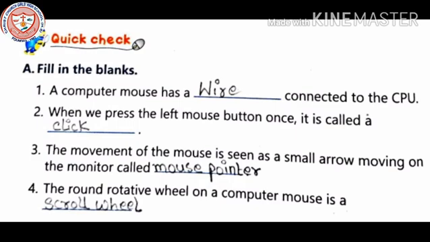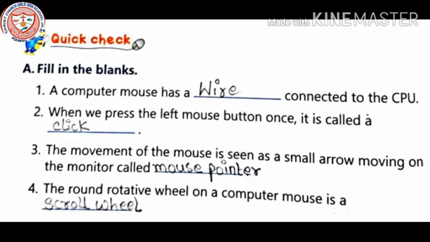The movement of the mouse is seen as a small arrow moving on the monitor called dash. That is mouse pointer. Mouse pointer.